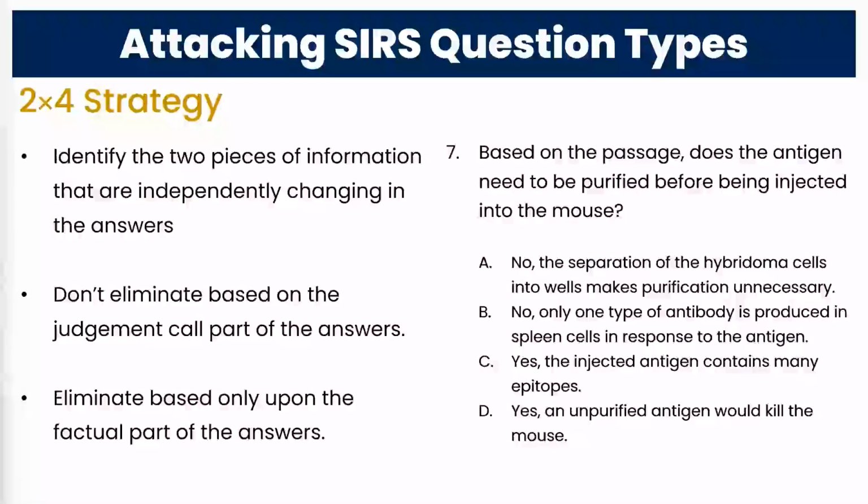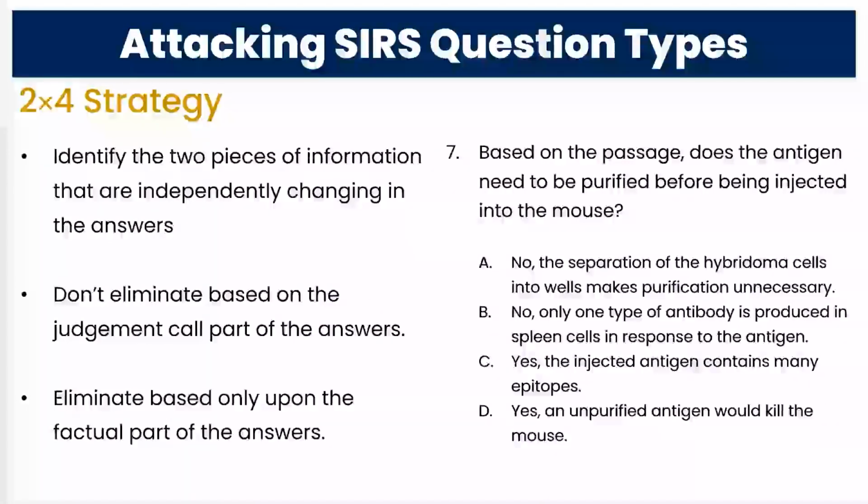This one we can't answer straight away because it says based on the passage, but I just wanted to put something like this in here, because if they bring a judgment call into it, I call these 2x4s. What do you notice about the answer choices? The first half is no, no, yes, yes. The second half is, is it two things compared or four things compared? It's four things. That's thus the 2x4.